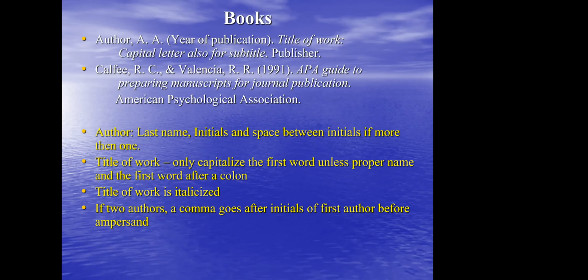If there's two authors, there's a comma after the initials of the first author and the ampersand. A lot of students tend to want to write the word and, but in APA, when you're citing it in the reference list, you use the ampersand, not the word and.